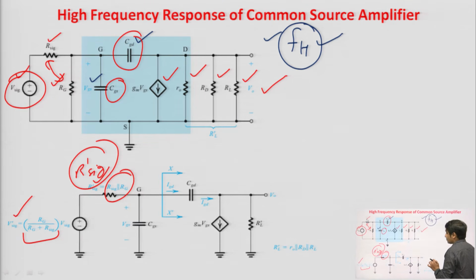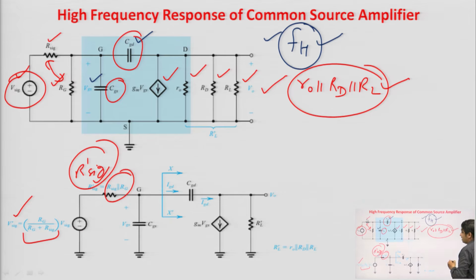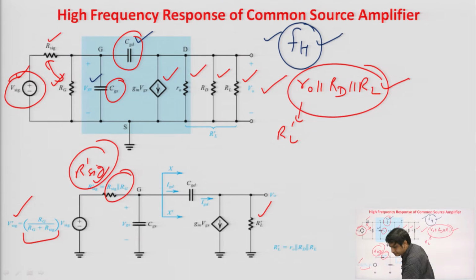Now, see, at the output side, we can see that R naught, Rd and RL are in parallel. To simplify it, we have replaced these three resistors with a single resistor, RL dash. This RL dash is equal to R naught parallel to Rd parallel to RL, fine.